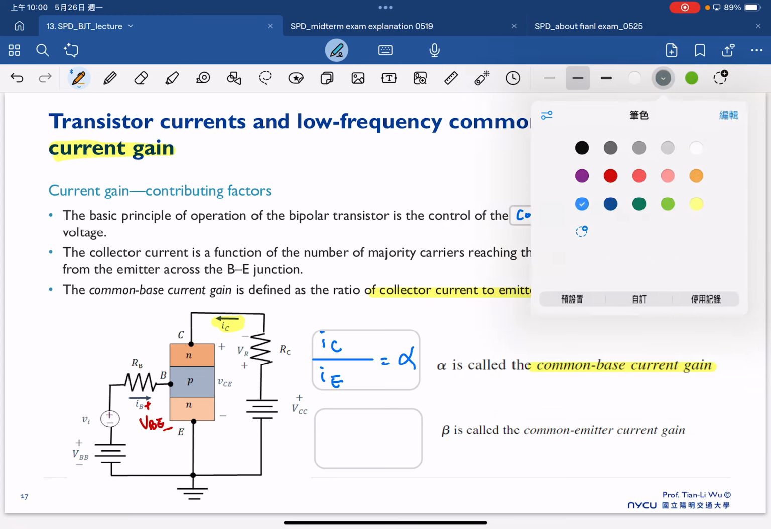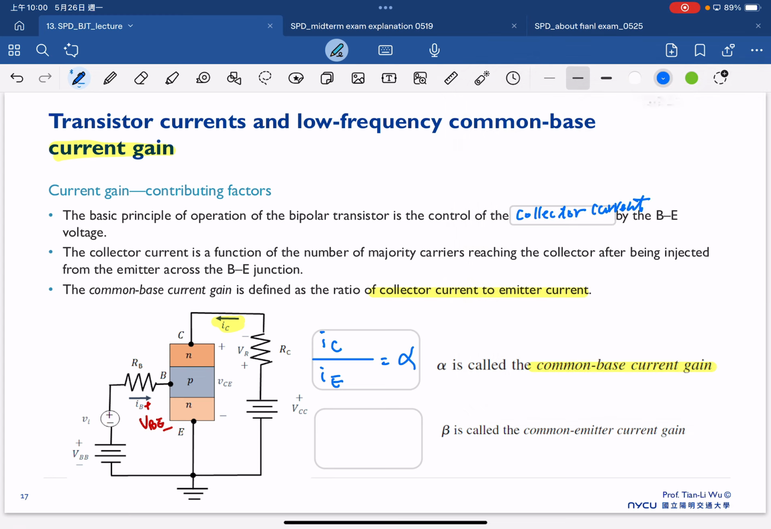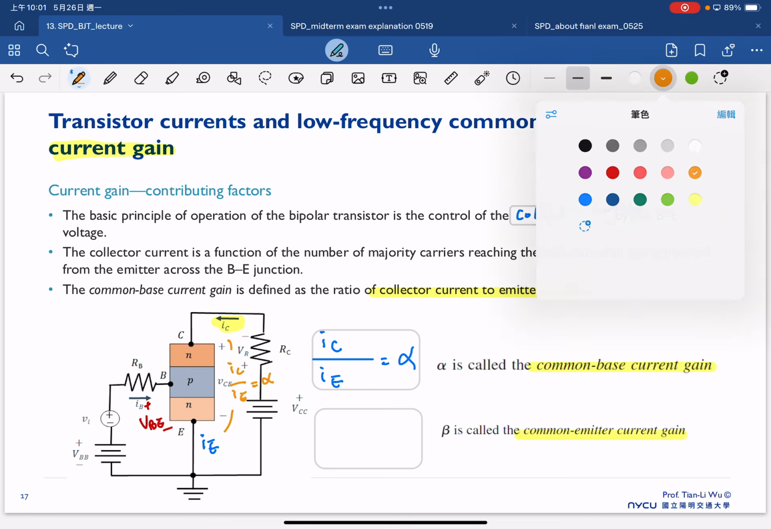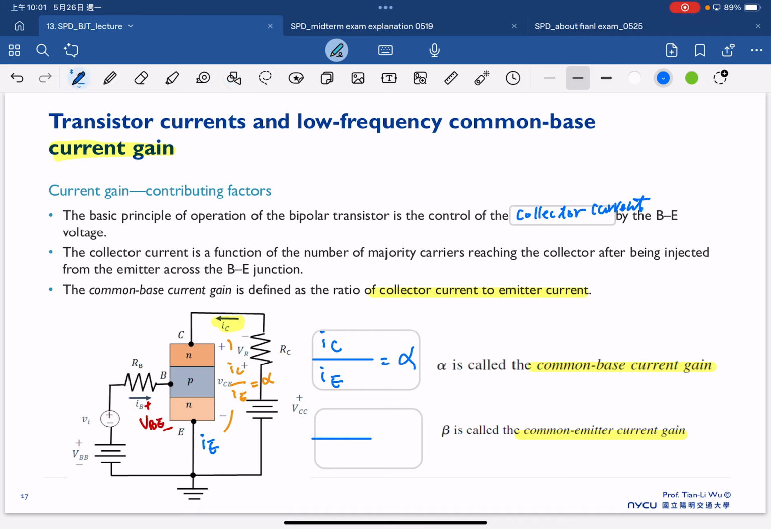So we are interested in the ratio IC over IE, which is equal to alpha. That's the common base current gain. Also, we are interested in another one that we call the common emitter current gain, where IC over IB is defined as beta. So here, we are interested in these two current ratios.